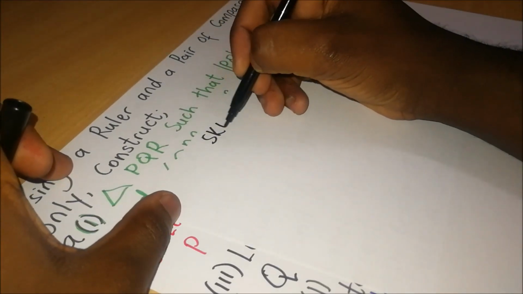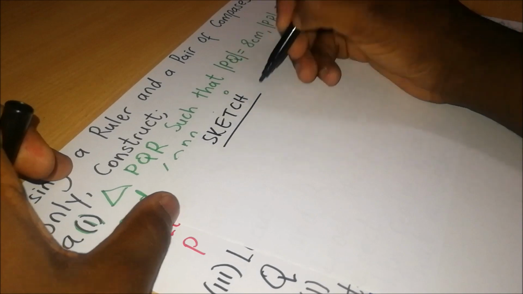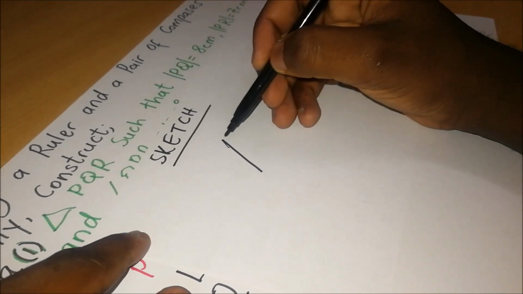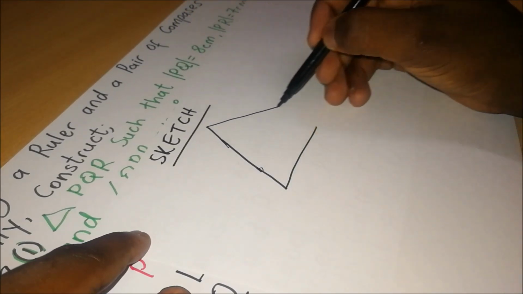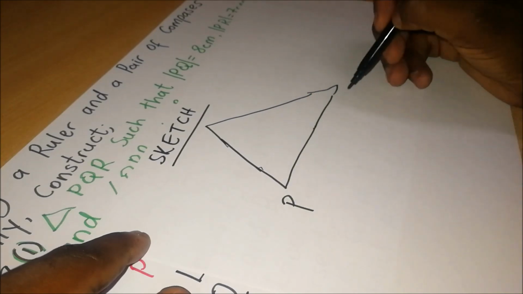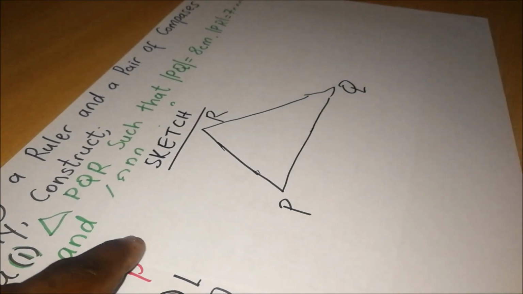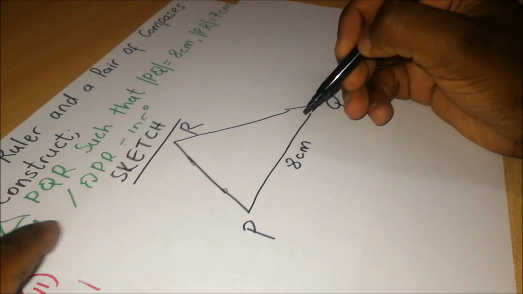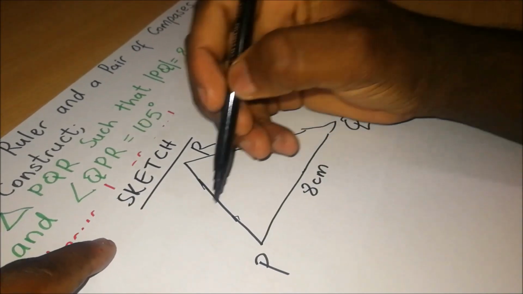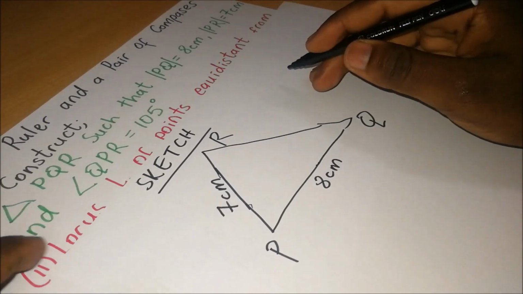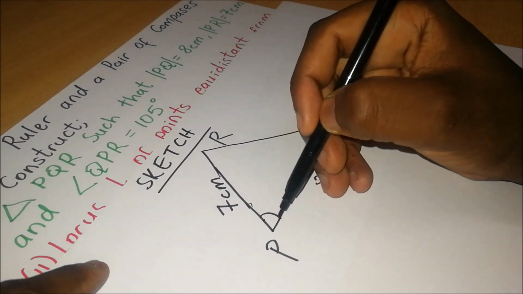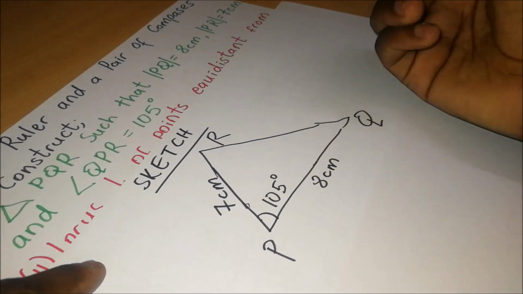So here is how our sketch is going to look. So the question says that using a ruler and a pair of compasses only, construct a triangle PQR such that PQ is 8 centimeters. So from P to Q is 8 centimeters. PR is 7 centimeters. Then angle QPR is 105 degrees. QPR, this angle is 105 degrees.